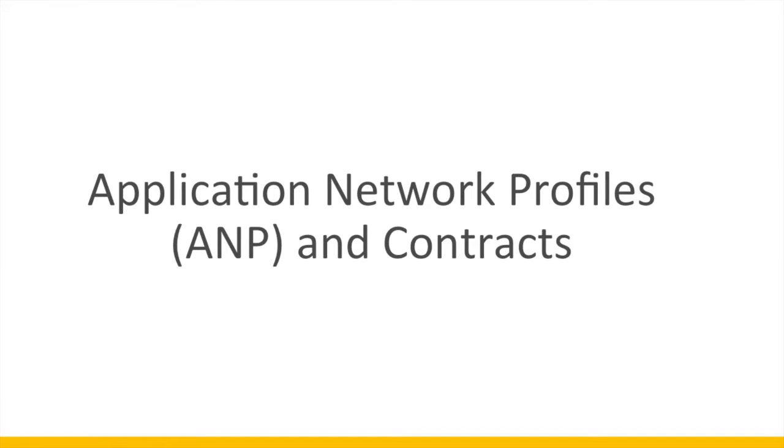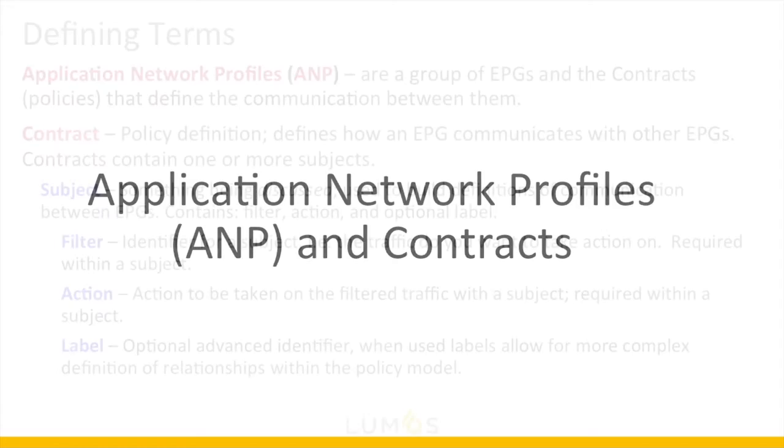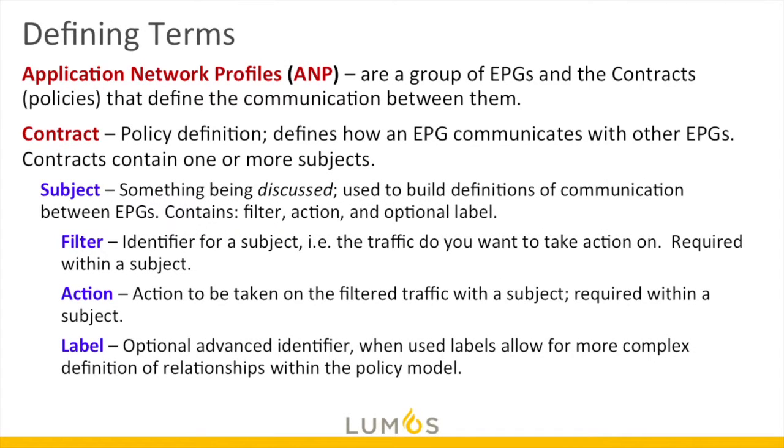All right, now let's talk about application network profiles and contracts, defining some terms here. An ANP, an application network profile, is a group of EPGs and the contracts that define the communications between them. Typically, that's going to encompass an application and define our policy and communication for that given application. A contract is a policy definition, and it defines how EPGs communicate with other EPGs.